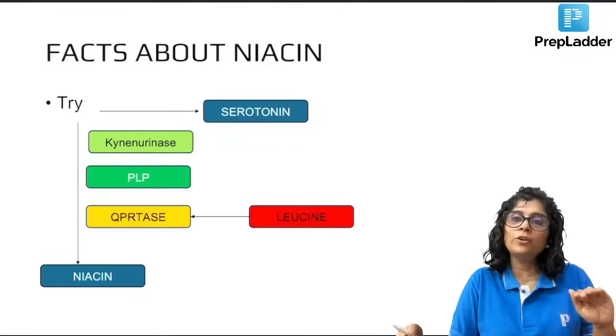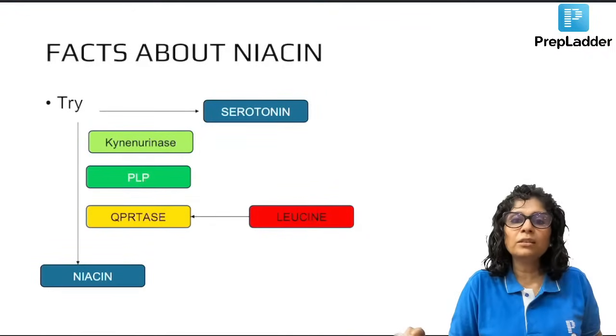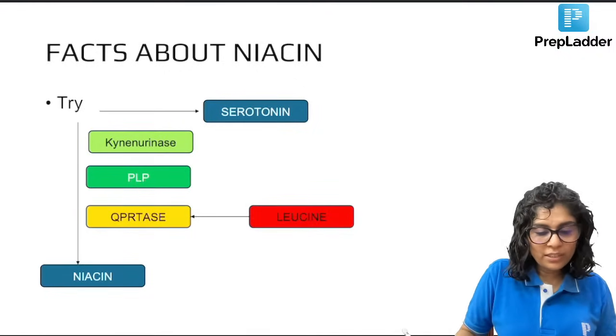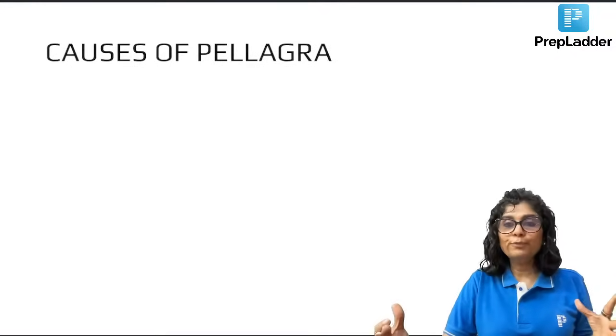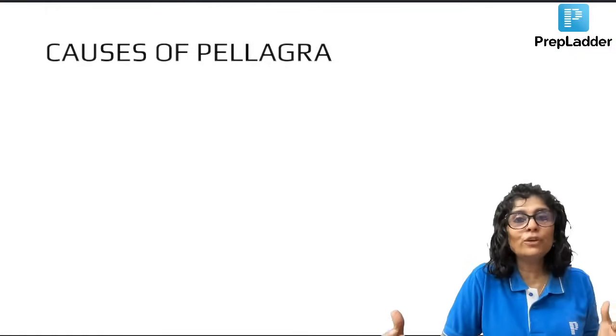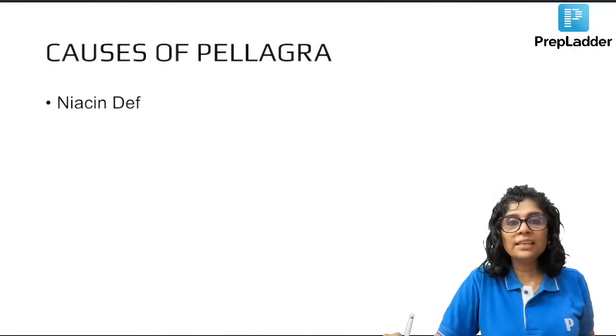Kynurenase is dependent on B6. Quinolinate phosphoribosyl transferase is inhibited by leucine. So based on this, can you all tell me what are the causes of pellagra? Obviously, the first cause of pellagra would be dietary deficiency of niacin. Right? One is dietary deficiency of niacin.